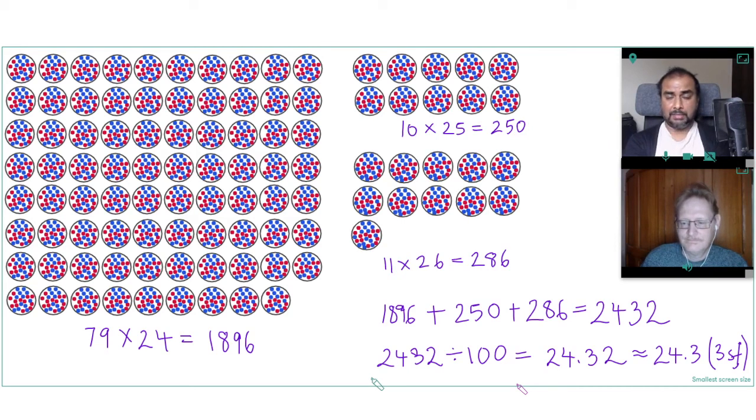Brilliant. Yeah, it's a great demonstration of how to use and what that formula means and what it looks like literally with these specific examples.